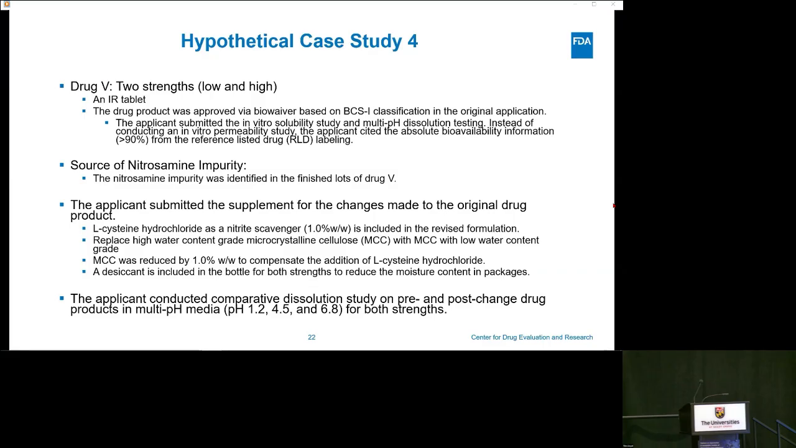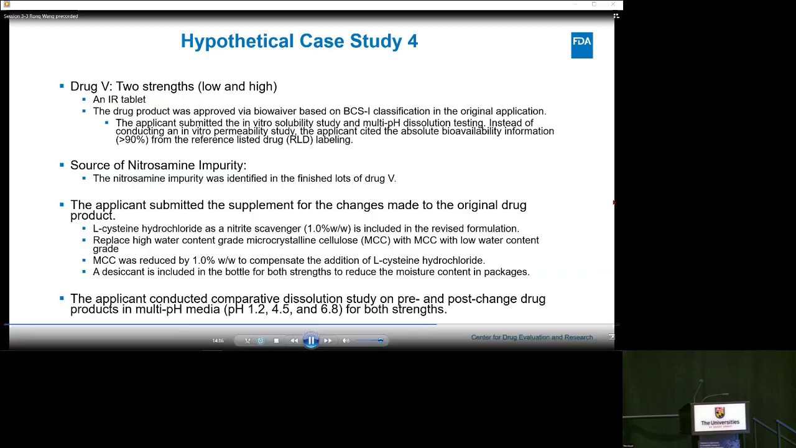To address this issue, the applicant proposed adding L-cysteine as a nitrite scavenger and replacing the high water content grade microcrystalline cellulose, or MCC, with a low water content grade. They also reduced the MCC amount to compensate for the addition of L-cysteine and included a desiccant in the bottle to reduce moisture. In the supplement, the applicant provided comparative dissolution data for both strengths, comparing the pre- and post-change formulations in multi-pH media.